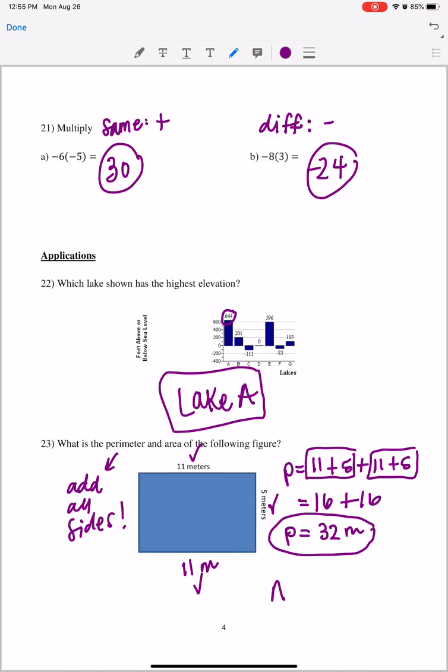And then define area. Area is just length times width. Really doesn't matter which one you call your length and which one you call your width. You're going to get the same answer no matter what, but your length is 11 times your width, which is 5. So my area is 11 times 5, which is 55. You need units. So because this is area, it's units squared. So in this case, meters squared.